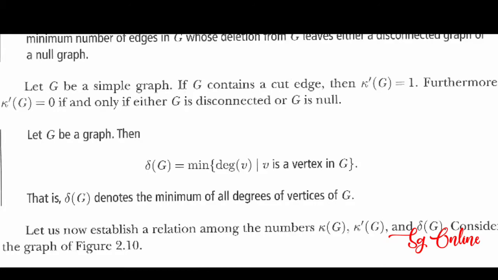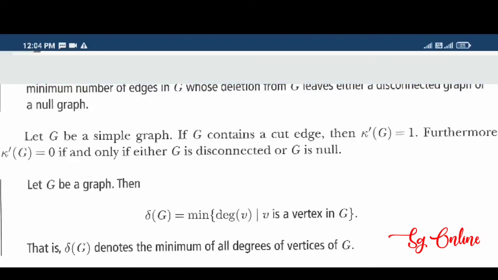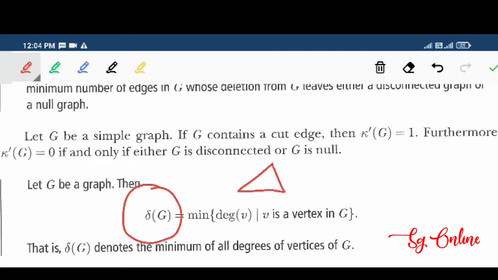Now we will get a very beautiful result relating kappa G, kappa dash G and the minimum degree of vertices. This is another important parameter of the graph, that is the minimum degree of the vertices, denoted by delta G. The maximum degree of the vertices is denoted by capital delta of G, and the minimum degree of vertices is denoted by small delta of G.